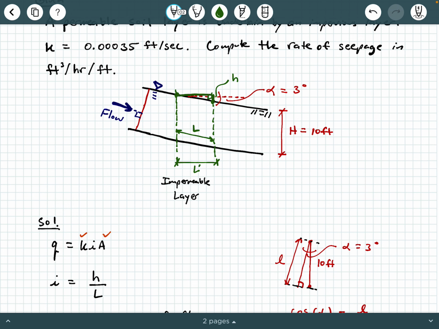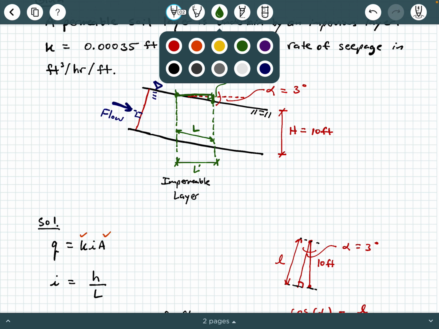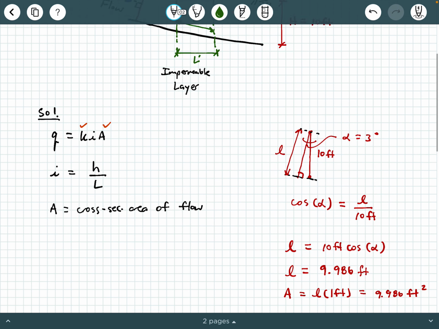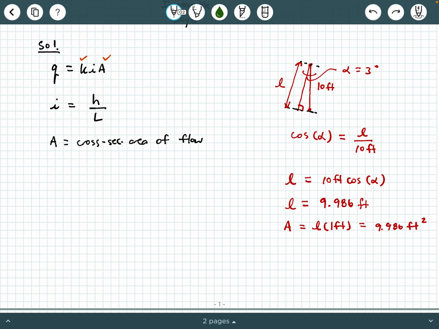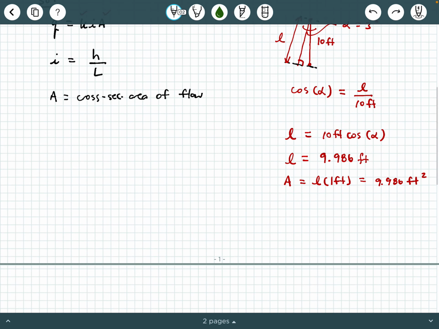So that's a right angle there. And again, I know that this interior angle is 3 degrees. And so from that right triangle, what can I do? Well, again, I'm going to use some basic trigonometry here. And I'm going to say h is going to be equal to L prime times tangent of alpha, okay? And again, that's going to be L prime tangent of 3 degrees, all right?